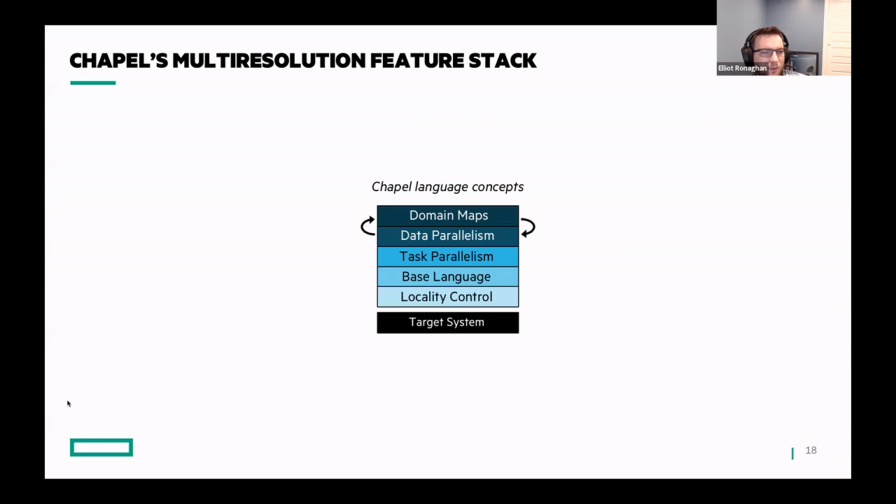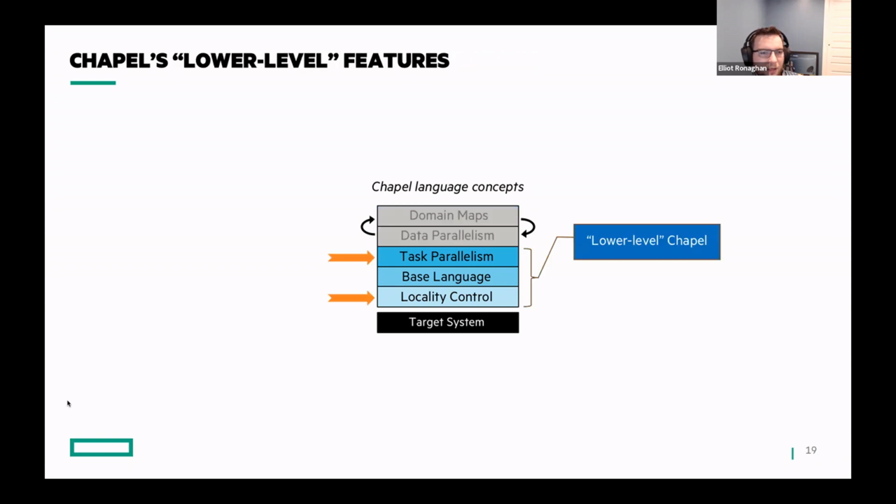When we think about this more pictorially, we view domain maps, or the distributed arrays and domains that make them up, as the highest level of abstraction. Below that, you have the data parallelism, like the foralls. And then the lowest levels of the Chapel stack, the task parallelism, the base language, and the locality control, are what we think of as the lower level features that those higher level things are implemented in. For today, we're going to be focusing on the task parallelism and the locality control features, because those are the things that are important for implementing aggregators in Chapel.